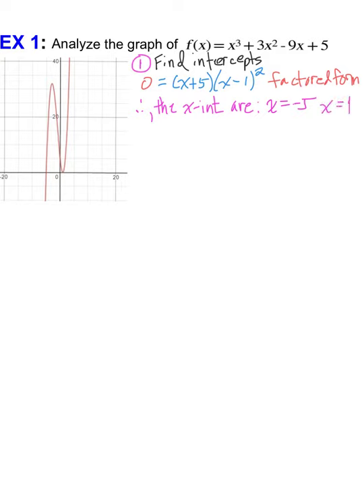So those are my x-intercepts. And then our second step is going to be, maybe I'll put my steps in green. Step 1, then step 2. All right, so for my second step, we are going to find the first derivative.